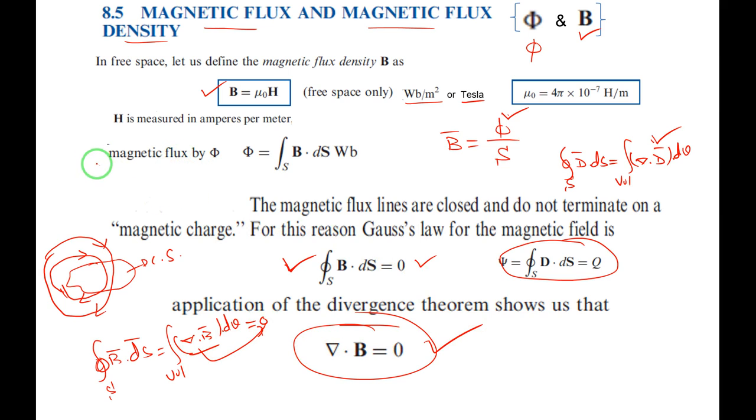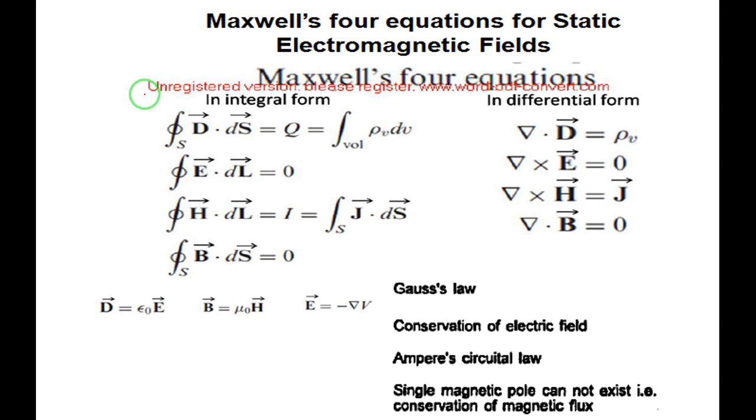We have several equations, for example Ampere circuit law, point form of Gauss law, integral form of Gauss law. All those equations with respect to static electromagnetic fields we will list out in the next slide. Those equations we are listing here, we call them Maxwell's equations for static electromagnetic fields.